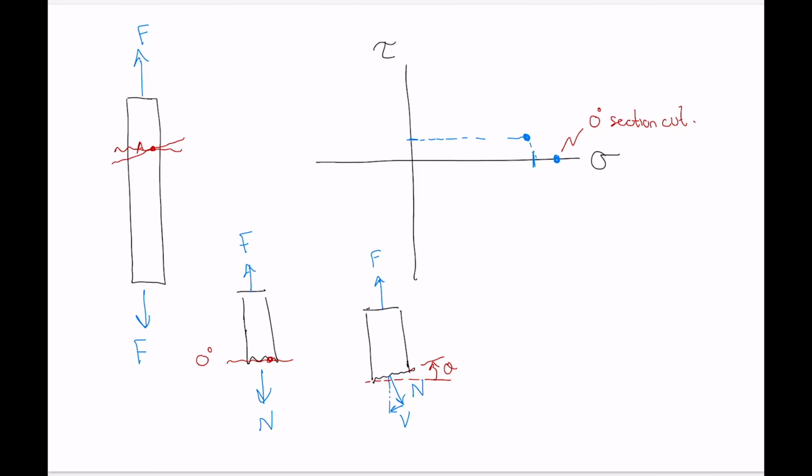Now, as we increase the angle theta of our section cut, what's going to happen? Well, the normal force vector is going to get smaller, and the shear force vector is going to get bigger as we increase theta. So our normal stress is going to keep shrinking, and our shear stress is going to keep increasing. Okay, so we're going to get another point in here that looks something like this.